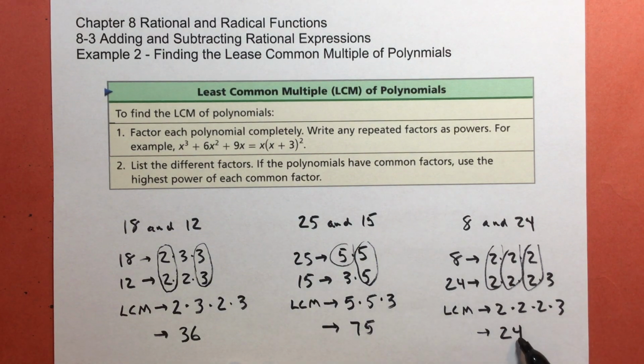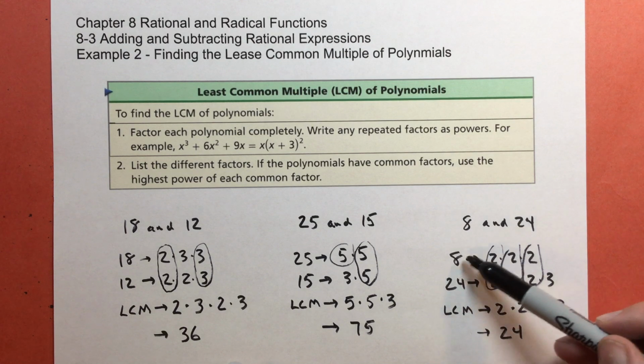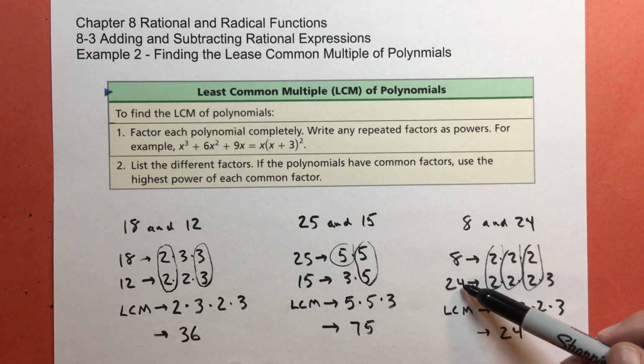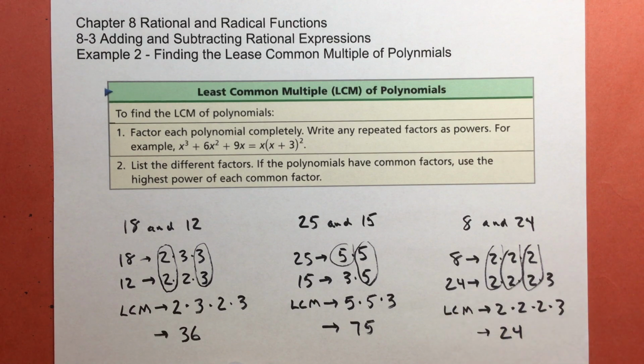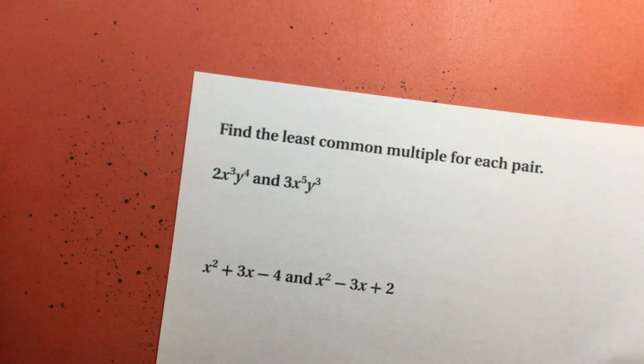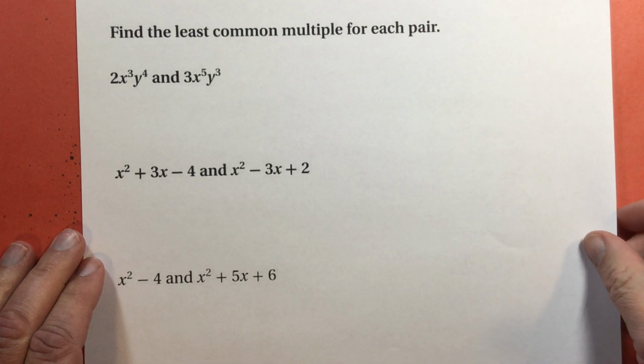Sometimes the least common multiple happens to be one of the numbers. Why? Because 8 times 3 equals 24, and 24 times 1 equals 24. Well, how do we do this if we've got variables in monomials or if we just have polynomials? So let's look at this.